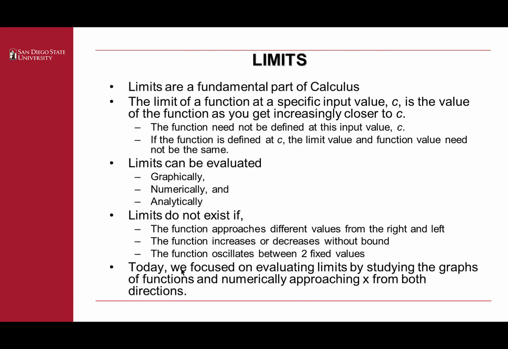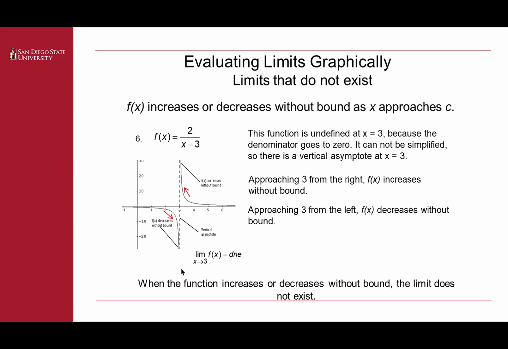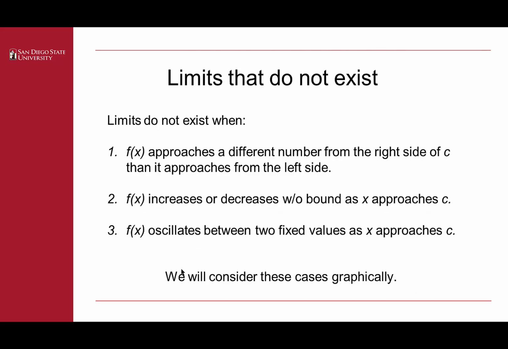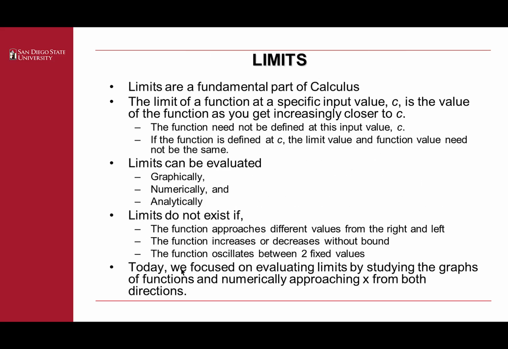For the third case, we do not have a specific example, but the third case was about oscillations. If f of x oscillates between two fixed values as x approaches c, we do not have a limit. So you can just think of a sine function or cosine function. They oscillate between -1 and 1, and in this case they do not have a certain limit because there is an oscillation.